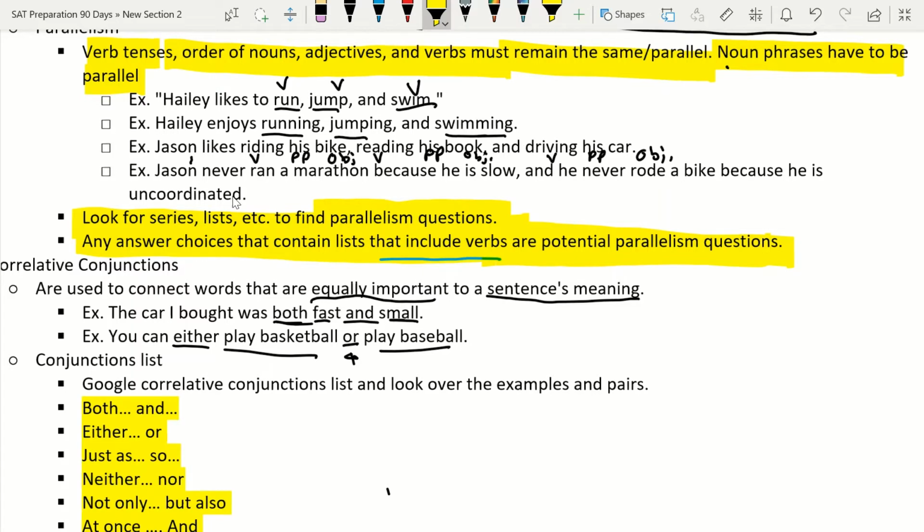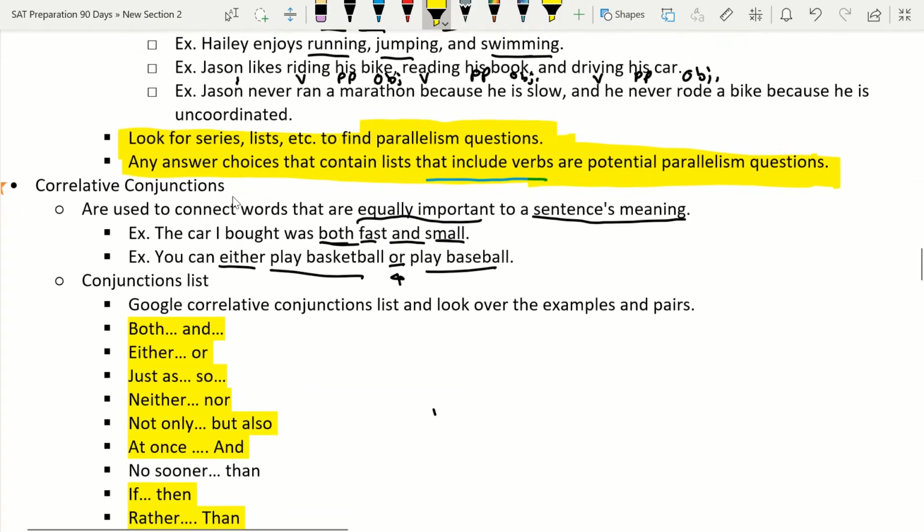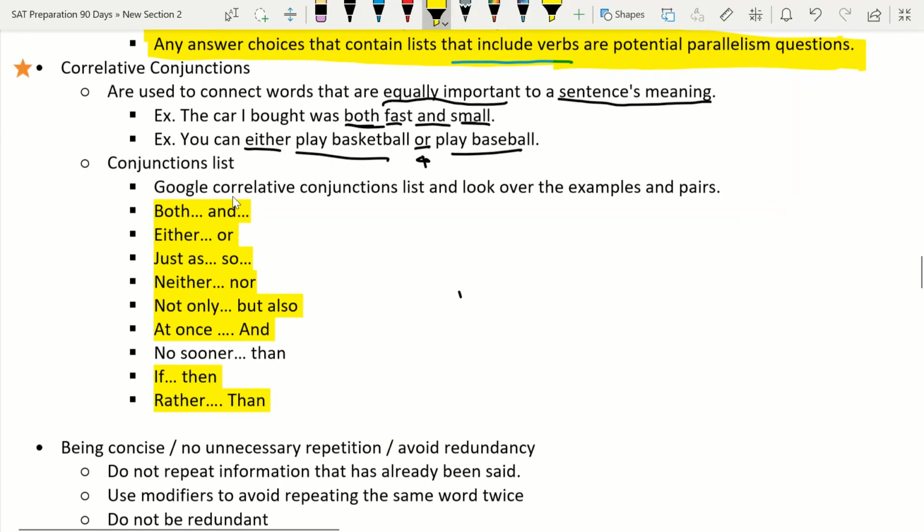Okay, so you want to make sure that you're always paying attention to parallelism because those should be easy points. You don't want to miss those. Next up, we've got correlative conjunctions. These are used to connect words that are equally important to a sentence's meaning.